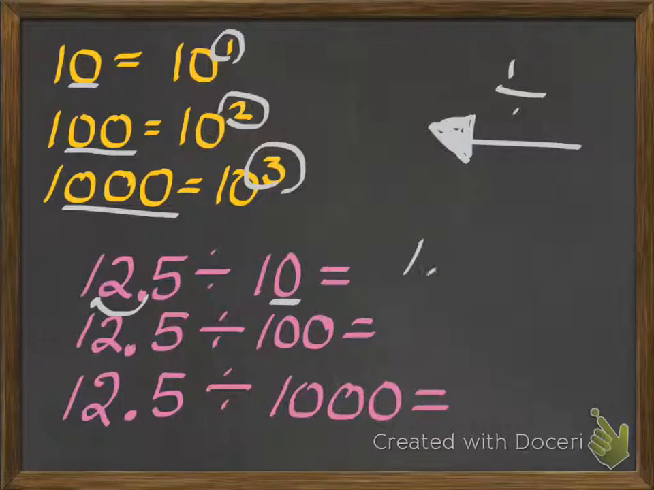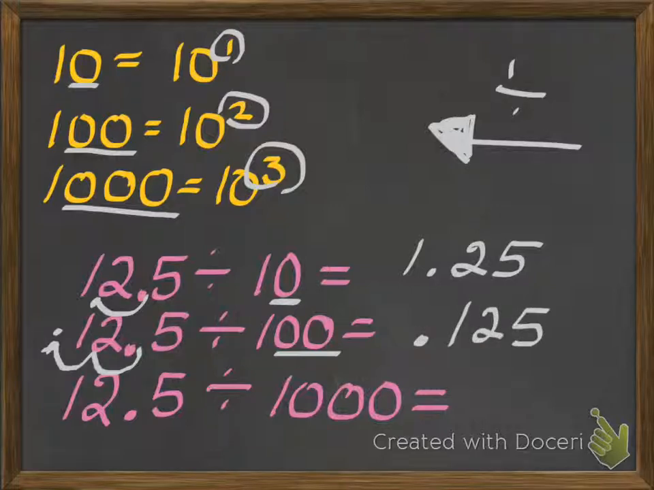So it's going to become 1.25. If I'm dividing it by 100, I have 2 zeros. So I'm going to move my decimal point 2 places to the left. And now my number is 0.125, or 125 thousandths. Okay?